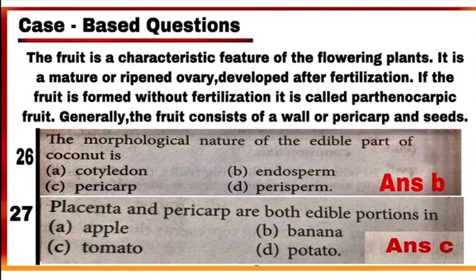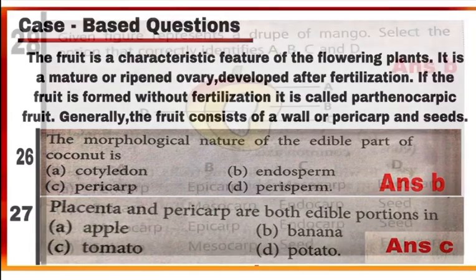Question 27. Placenta and pericarp are both edible portions in? Option C. In tomato. As pericarp of fruit is divisible into epicarp, mesocarp and endocarp. In tomato, pericarp is in the form of thin membranous skin, mesocarp is the middle fleshy part and endocarp, septa and placenta are pulpy. So all these parts are edible in tomato. So mark C as the correct answer.